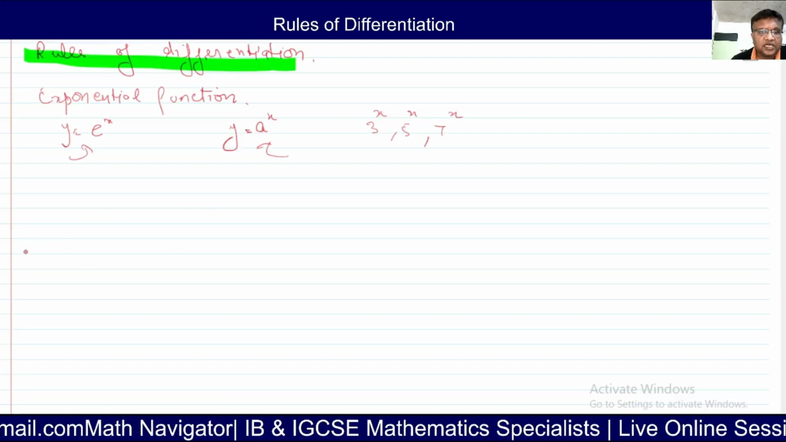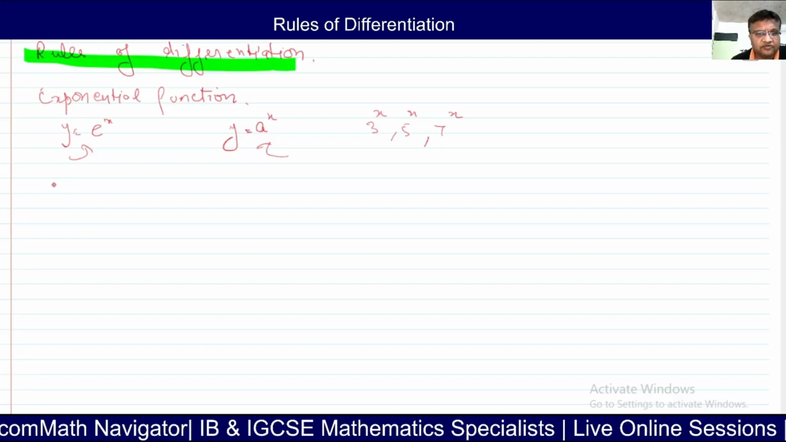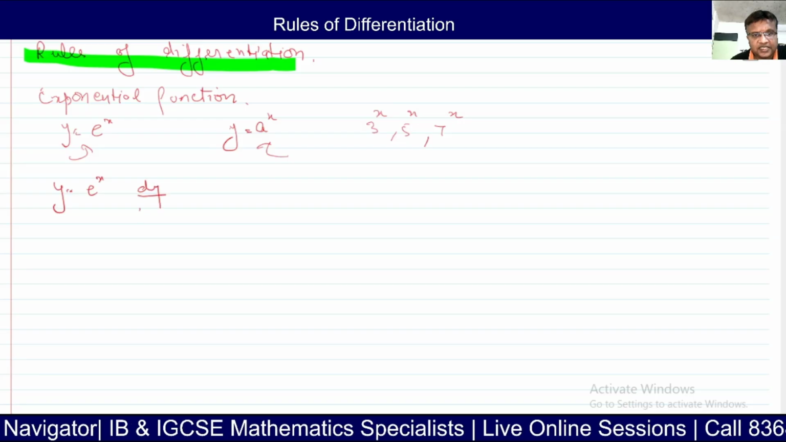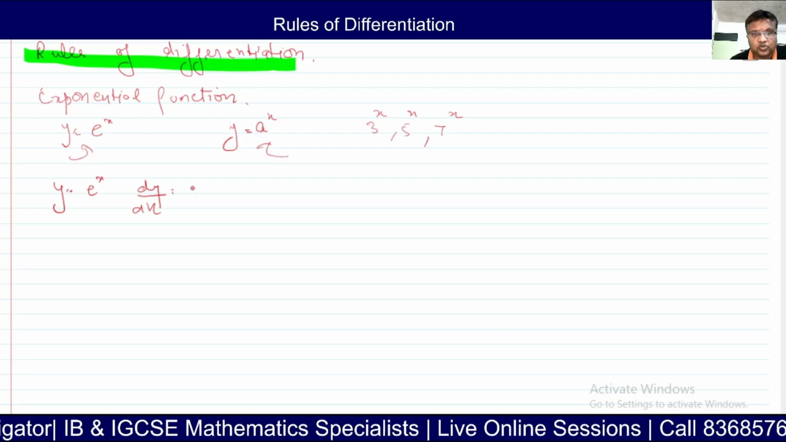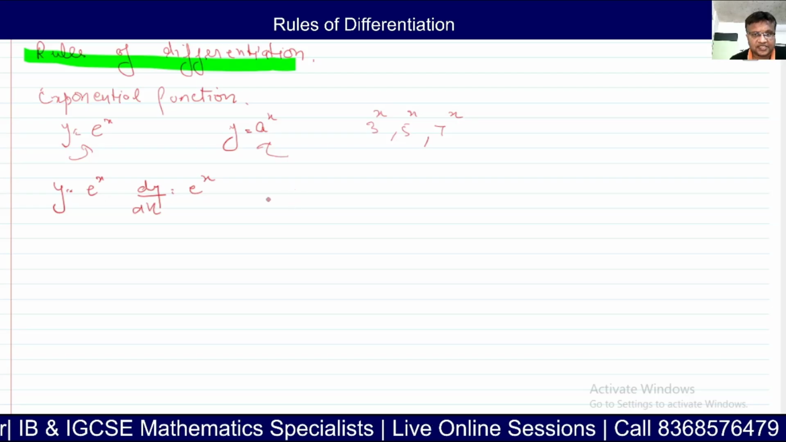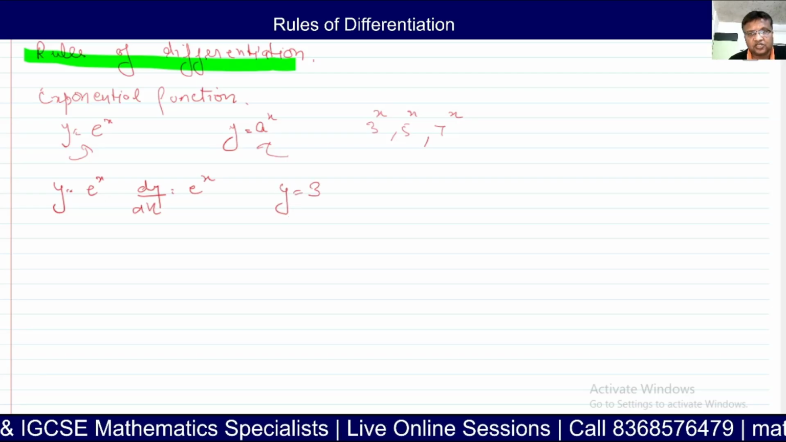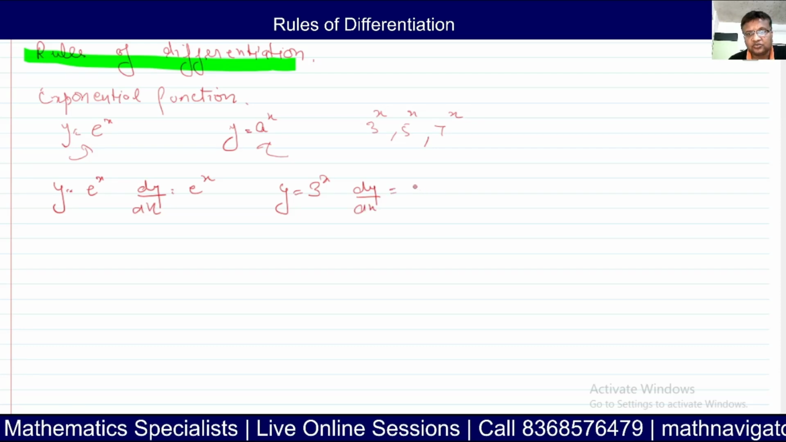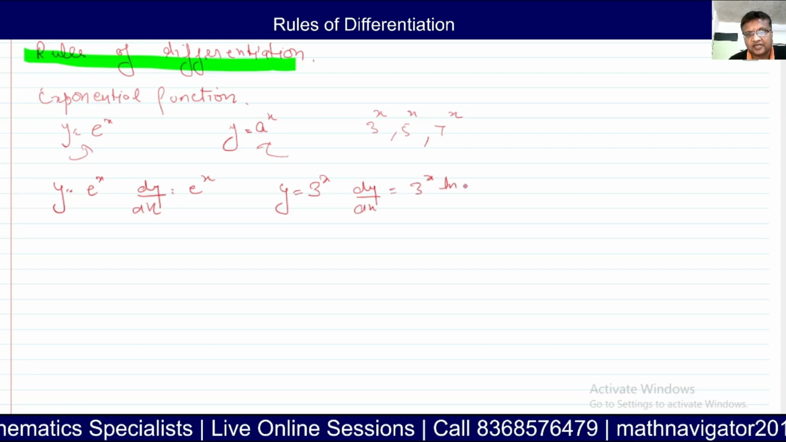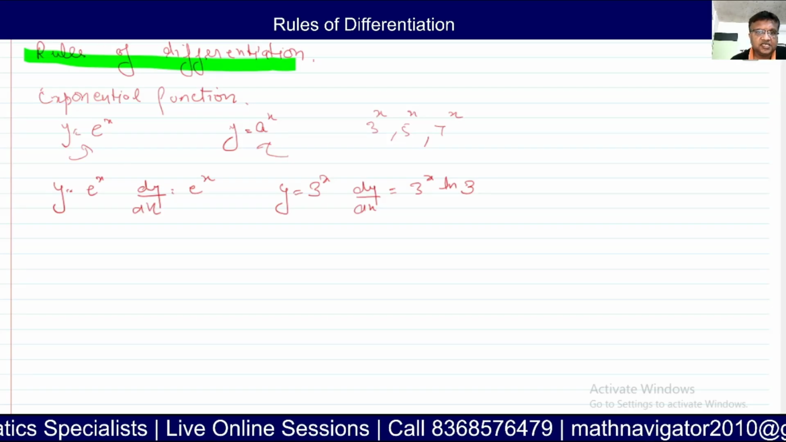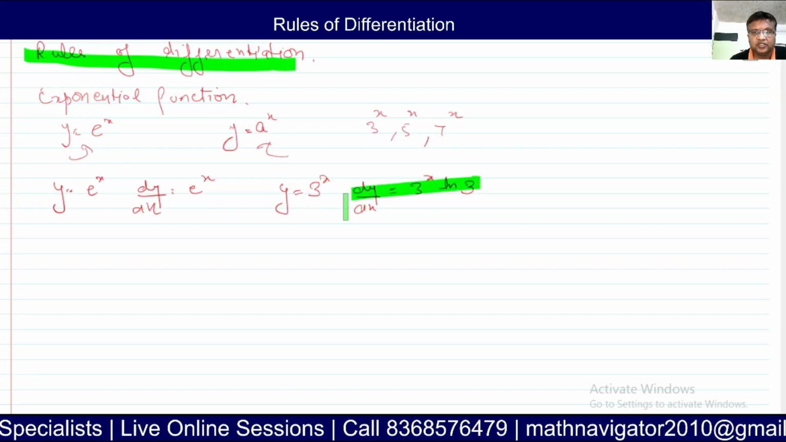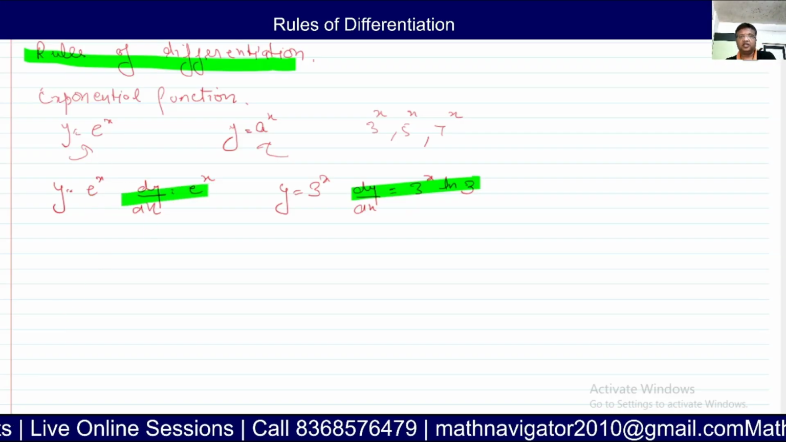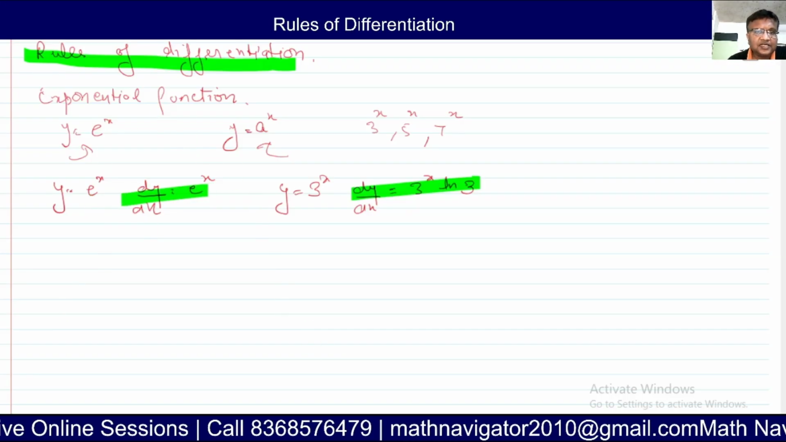So this formula is given in the formula booklet: if y is equal to e raised to the power x, dy by dx is equal to e raised to the power of x. And if y is equal to 3 raised to the power x, dy by dx is equal to 3 raised to the power x ln 3. So these are the two important laws. Got it?